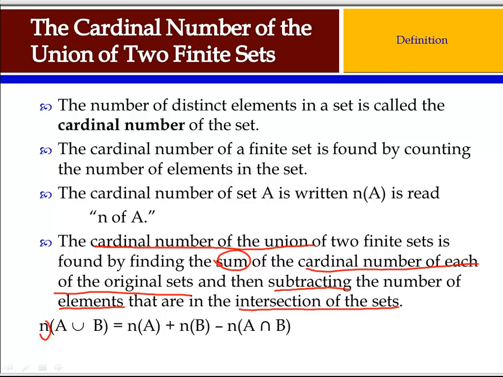The cardinal number, that is the n of the union of A and B, is the number of elements in set A plus the number of elements in set B minus the number of overlapping elements, or the elements in their intersection.